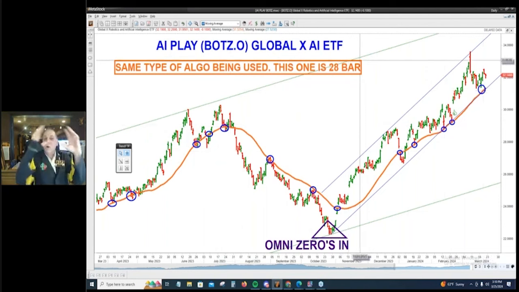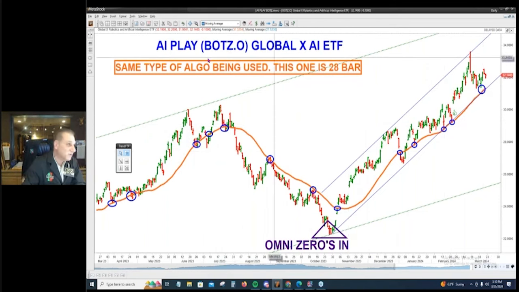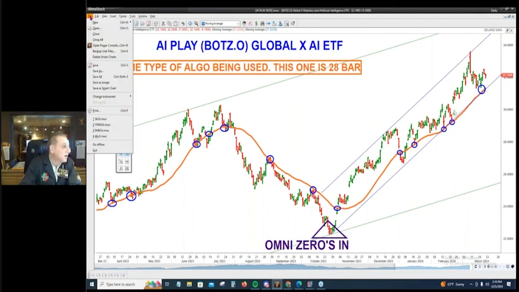But this is about getting all of them into a portfolio instead of one big stock that may move too fast. So BOTS is still part of the portfolio. We will keep that. Let's move along to the next one.